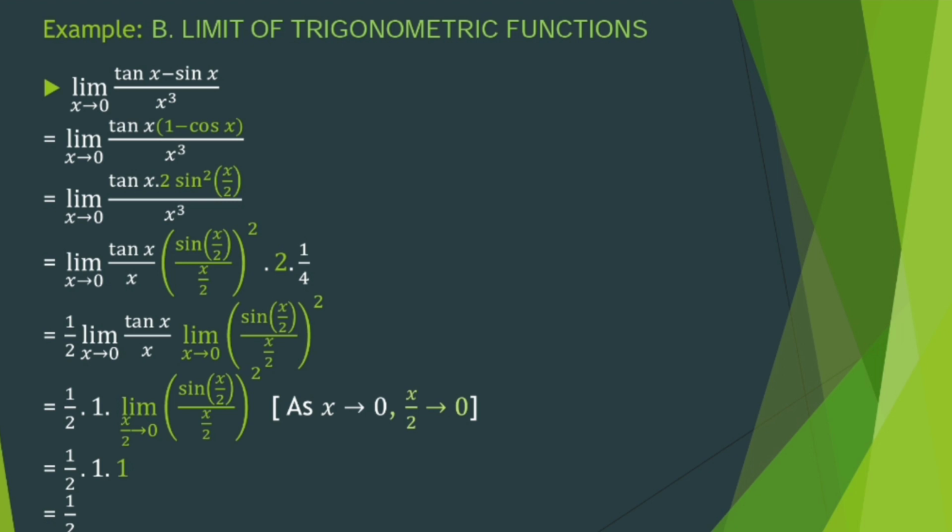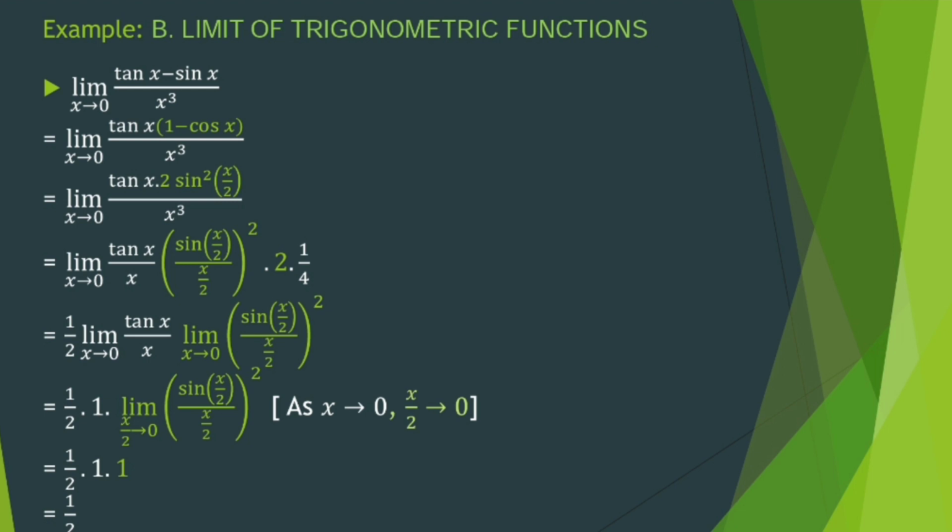So it can be written as limit as x tends to 0, (tan x by x) into ((sin x by 2) by (x by 2)) whole square. Now for adjustment we multiply by 2 and 1 by 4. So using the properties of limit we can distribute limit.